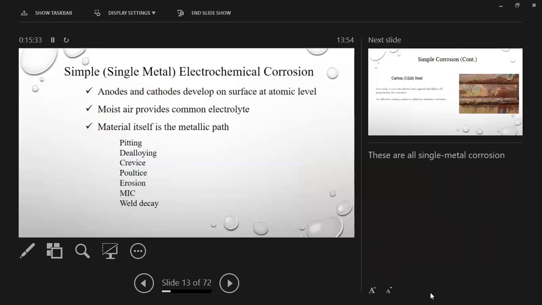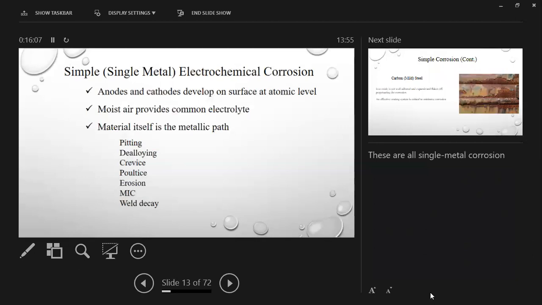Now, very briefly, we're not going to dwell on this because this isn't the type of corrosion we're talking about, but this is the simple or single metal corrosion. The process is identical to what we just talked about. The anodes and cathodes develop on the surface of the same metal because metals are not pure. So the metals we see in the industry are not pure. They'll have anodic and cathodic surface areas. So those are the anodes and cathodes.